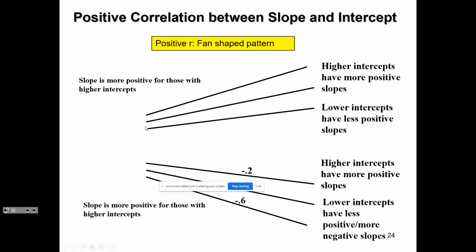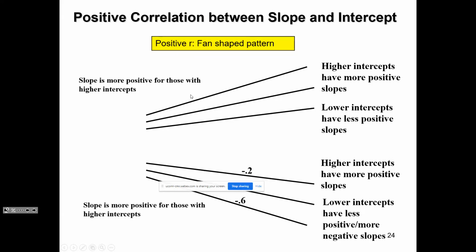Okay, so here we go. If you have a positive slope and you have a positive correlation between the slope and the intercept, then that's saying that people who start higher, so they have higher intercepts, have more positive slopes. So they start higher, they grow faster. People with lower intercepts have less positive slopes. So anytime you have a positive correlation, you're going to get kind of this fan-shaped pattern, okay? The top shows you positive slope, positive correlation.